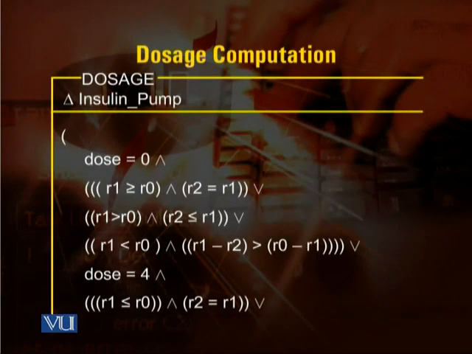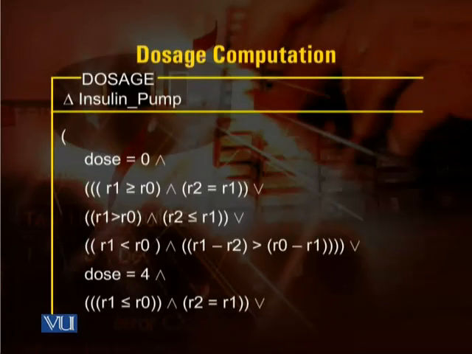So if we look at the 3 readings, the most recent is R2 and the oldest one is R0. And like I said, I will show you in a minute where we get the values of R0 and R1. So R1 is greater than or equal to R0 and R2 is equal to R1. When R2 is equal to R1, that means the current reading and the previous reading were equal. So there was no change in the blood sugar level. And R1 was greater than or equal to R0.